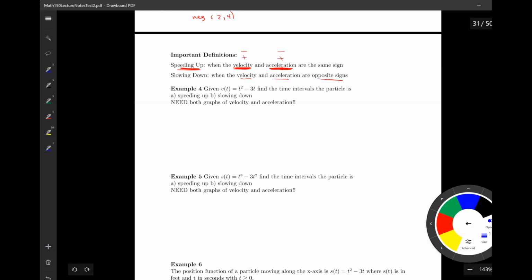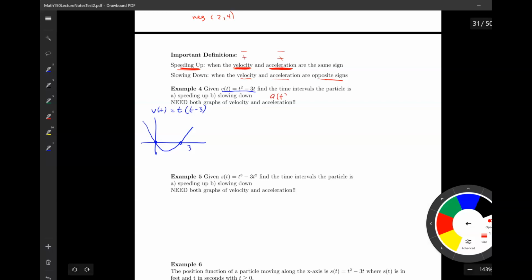All right, so that means I need two graphs. So I need to have the graph of the velocity. To graph v of t, I want to make sure you're labeling your graphs, right? So factor out the t, so I get t minus 3, so 0 and 3. That's the velocity. Okay, so let's go find acceleration.